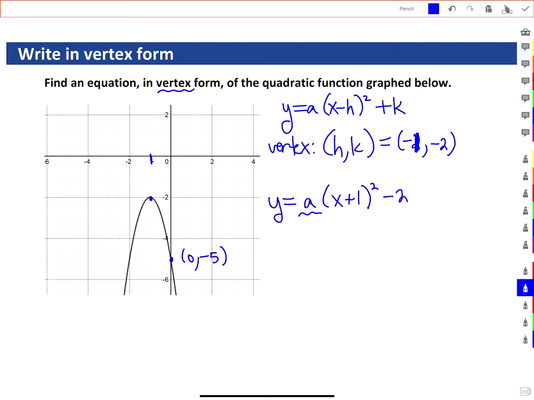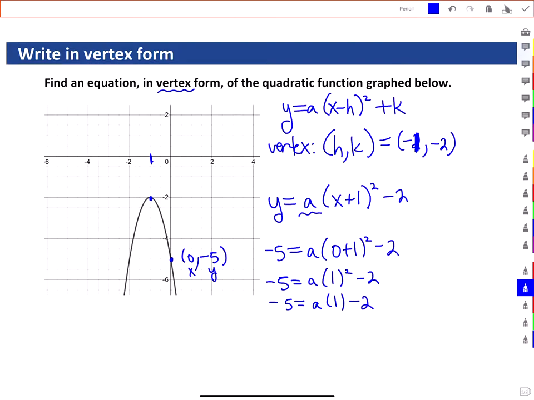So I can plug that in. That's my x, that's my y. Remember, this is a function, so any point on that function should work. So -5 equals a times 0 plus 1 squared minus 2. Now we just have to do a little bit of algebra to figure out what that a value is. So -5 is a times 1 minus 2, or you can just say a times 1. We can add 2 to both sides to wipe that out. So -3 equals a.